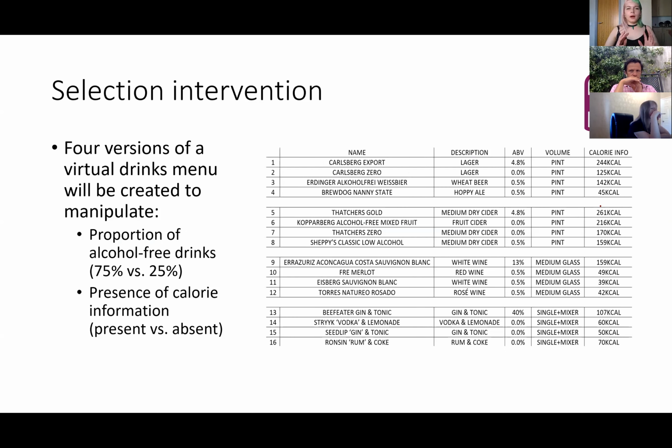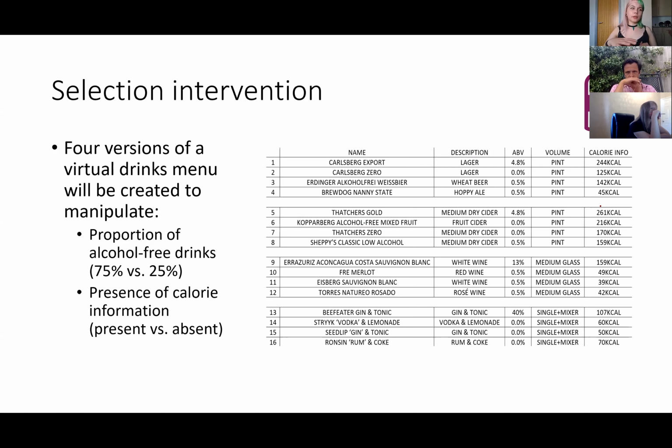So the main task was the drink selection task, in which participants were presented with 16 drinks, and we manipulated things within the drinks that were presented. We created 4 versions overall, but on the right is just one of them. So this one is high alcohol-free availability and calorie information is present.